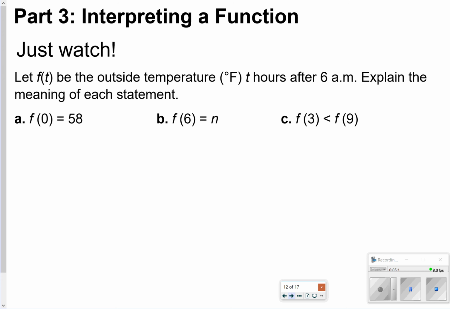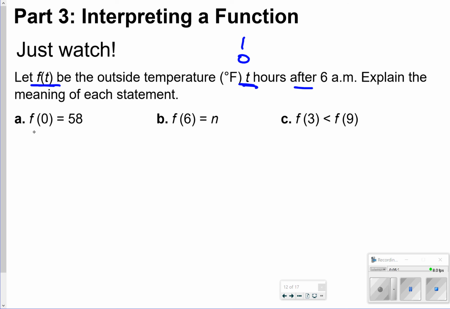The next part we're going to talk about is interpreting a function. And these are a little bit tricky, so make sure you pay close attention here. It says let f of t represent the outside temperature t hours after 6 a.m. So if it's 0, it's 0 hours after 6 a.m. If it's 1, it's 1 hour after 6 a.m., etc. The next says explain the meaning of each statement.